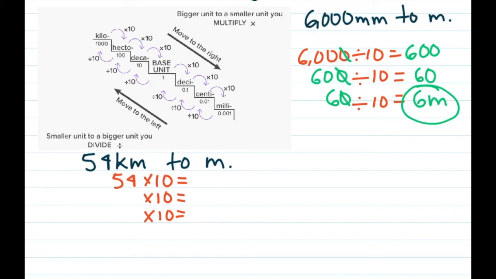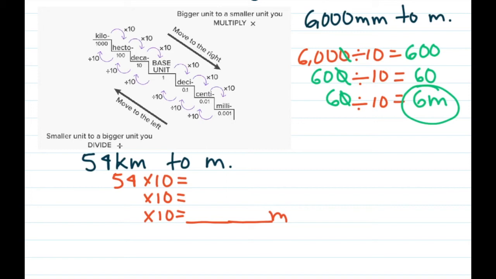Remember, I'm doing this 3 times because when I go from kilometers, I go 1, 2, 3 steps down to get to the meters, the base unit. Going 3 times down or 3 times to the right, I'm multiplying, and each time I'm multiplying times 10. So 54 times 10, and here's another trick. When I'm multiplying, instead of taking out a 0 as we did with the division, we are going to be adding a 0.